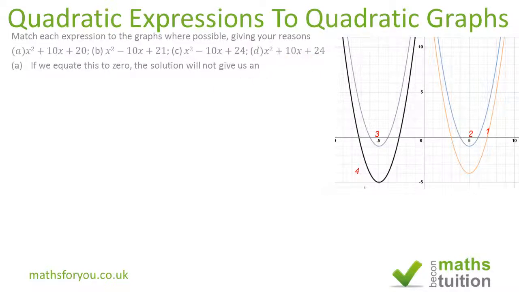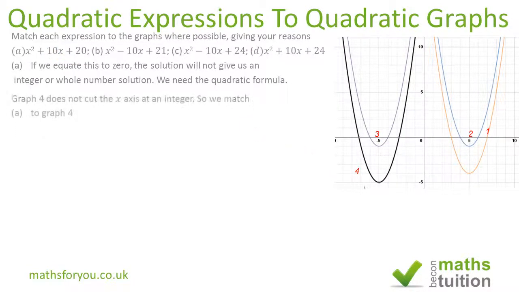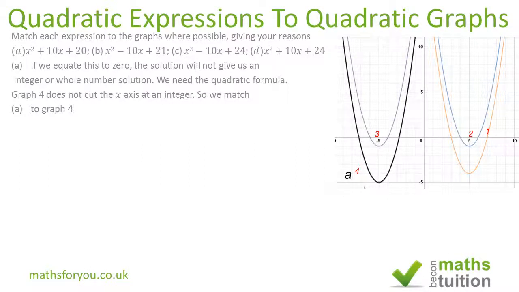Right, that means that if we now examine our graphs, we see that the only graph that does not cut the x-axis at an integer point is graph 4. Graph 4 cuts the x-axis somewhere between -7 and -8, and also between -2 and -3. So it seems to me that expression A will match graph 4.